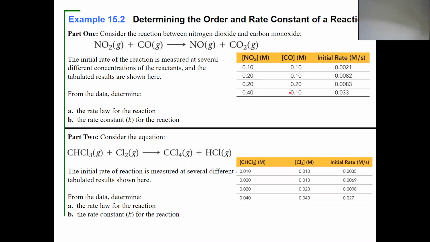That's a very important step. You cannot miss that step of choosing the correct trials to compare in order to find the orders for your reaction. So when we're finding the order for NO2, we want the NO2 values to change, and we don't want CO values to change. When we want to find the order for CO, we want the CO values to change, and we want the NO2 values to stay the same. So keeping that in mind, let's actually solve the problem.